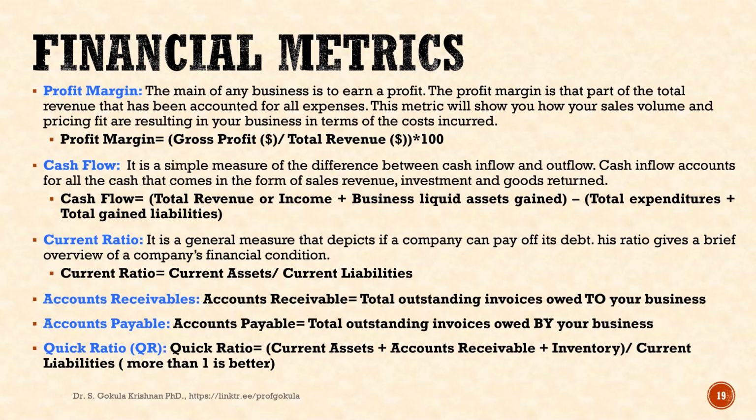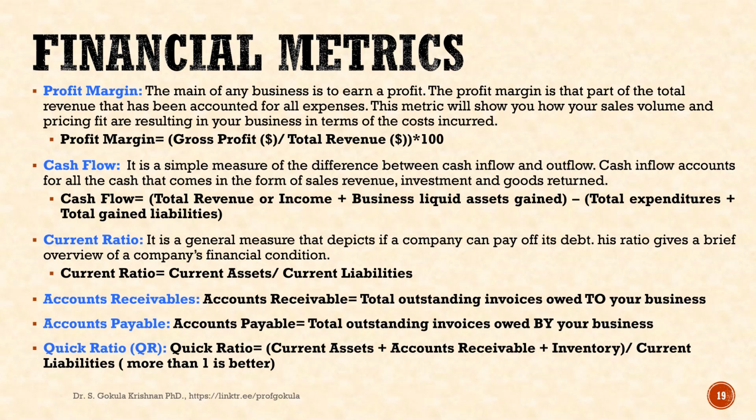Once the business gets deviated from its track, it is very, very difficult to bring it back. So that's why these metrics are very, very important. Cash flow is a simple measure of the difference between cash inflow and outflow. Cash flow accounts for all cash that comes in the form of sales revenue, investment, and goods return. So how can I calculate it? Cash flow is equal to total revenue or income plus business liquid assets gained, minus total expenditures and total gained liabilities.